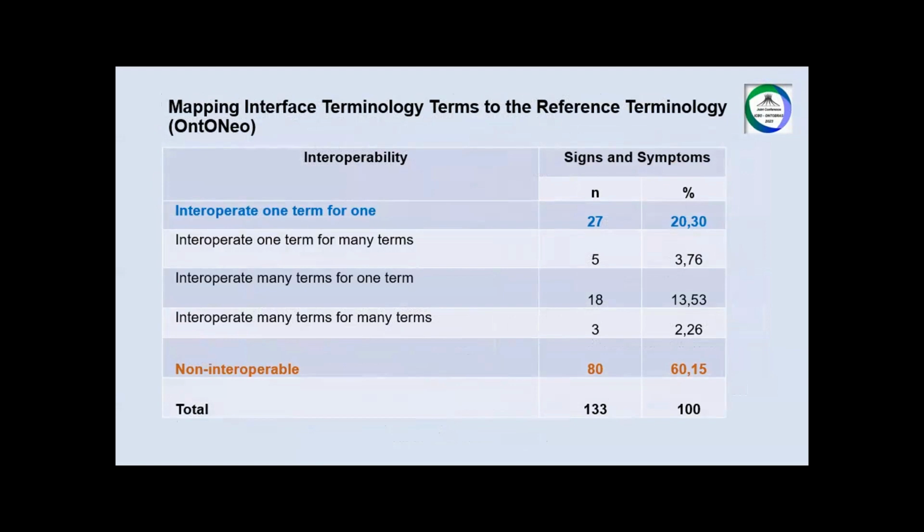What did we find? Interoperable one-to-one terms are about 20% of the kinds of signs and symptoms. Non-interoperable is about 60%. We have more terms that do not operate than terms that operate one-to-one. And interoperable many terms for one term is about 13%. Then we have 133 kinds of types of signs and symptoms.